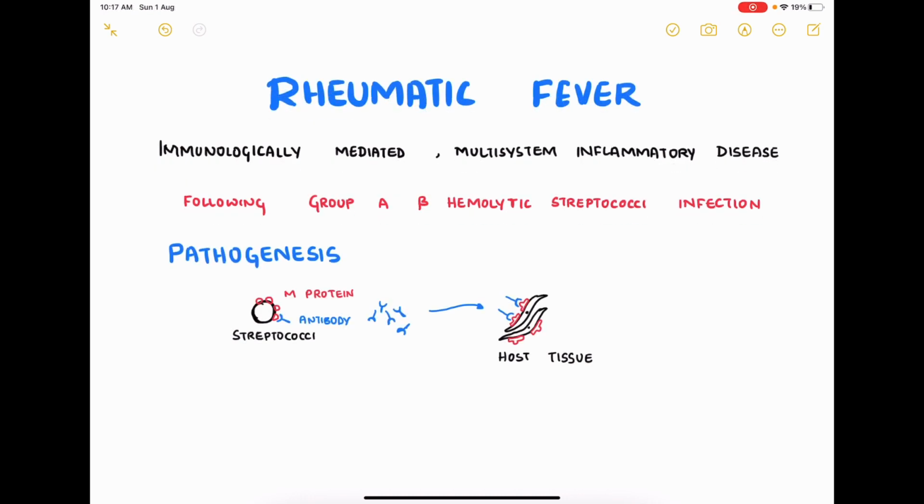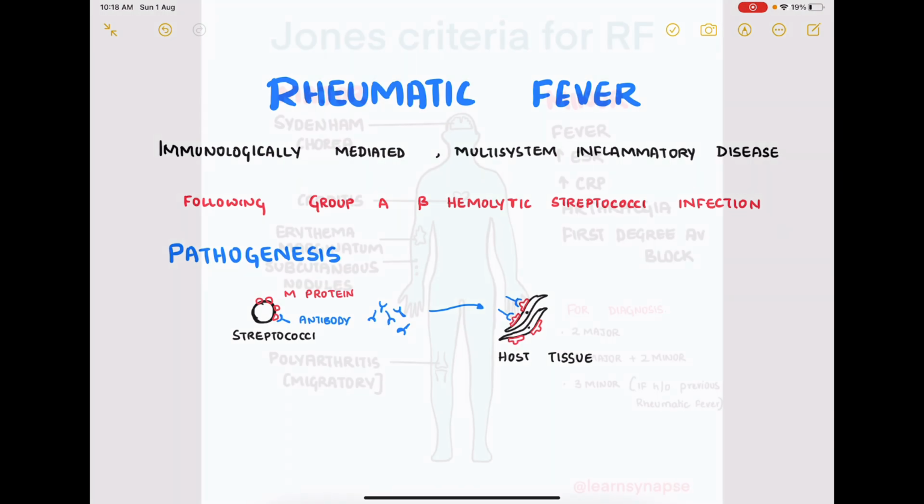Rheumatic fever is a hypersensitivity reaction caused by antibodies directed against group A streptococcal molecules, mainly M protein, which cross-reacts with the host antigens, namely cardiac myosin and sarcolemmal membrane proteins, and causes inflammation, and thus causing the manifestations.